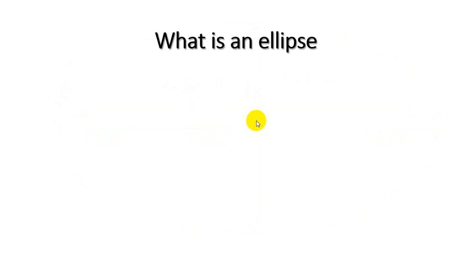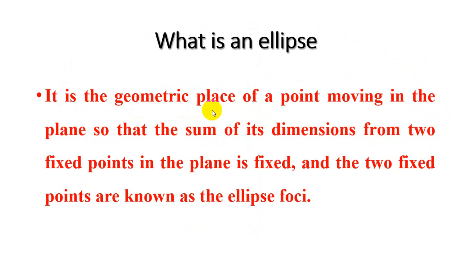Let's see what an ellipse is. An ellipse is a geometric locus of a point moving in the plane so that the sum of its distances from two fixed points in the plane is fixed, and the two fixed points are known as the ellipse foci.